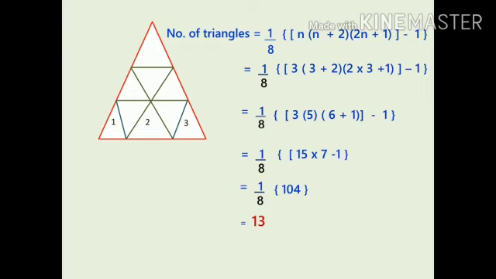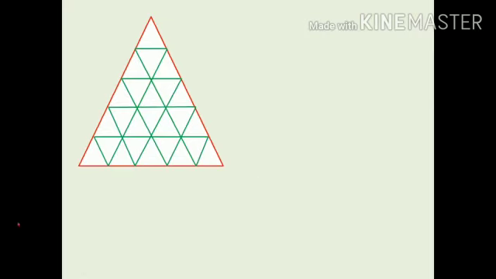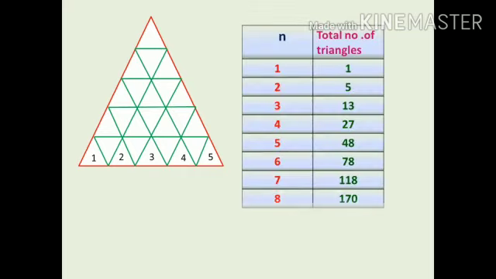Let's see another image using the same pattern. First we have to see how many triangles are there in the base. Here we are having 1, 2, 3, 4, 5. 5 triangles are in the base. I am going to explain this using the tabular column method. So here we are having n equal to 5. If we see n equal to 5 in the tabular column, we will get the total number of triangles equal to 48. So the total number of triangles in this image is 48.